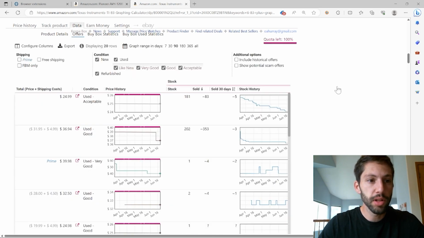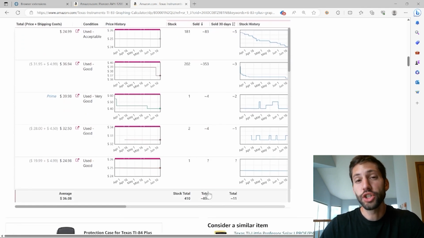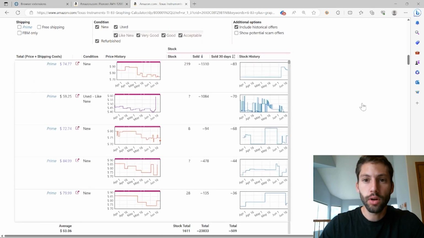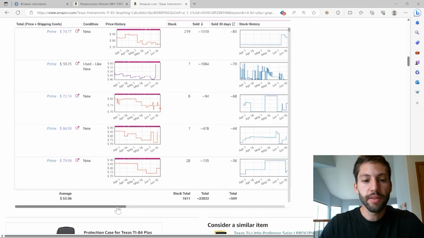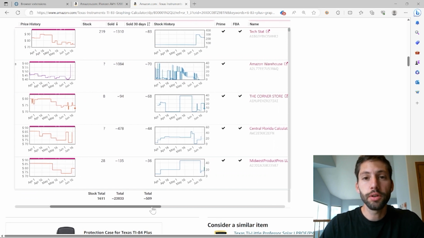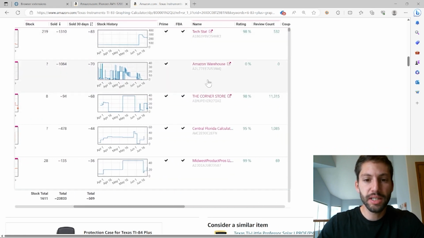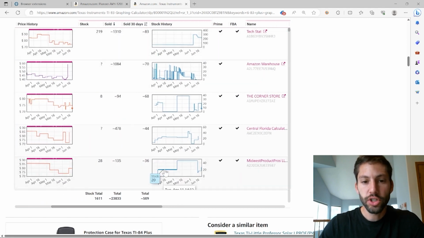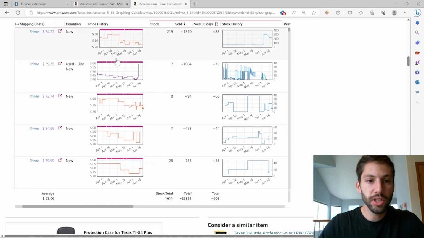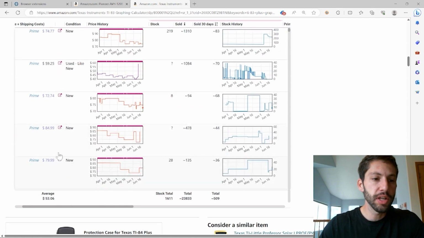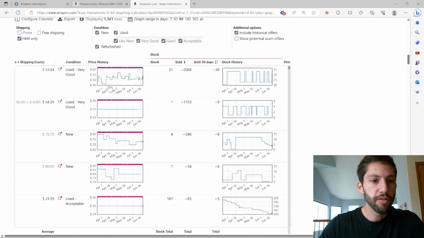I do look at the offers tab a lot though. You can filter by prime, you can filter by FBM only, you can filter by historical offers. You can look and see what a general ballpark of sales are per month on these items, and you can also look at the historical offers. And if you see that there's activity here, you can have a pretty good bet that this item is selling quite quickly. You can look at all of the people who have been selling this item in the past here, and you can see their feedback. You can see what their stock history was like and what their price history was like. And you can see what condition their item was in and whether they were prime or FBM.